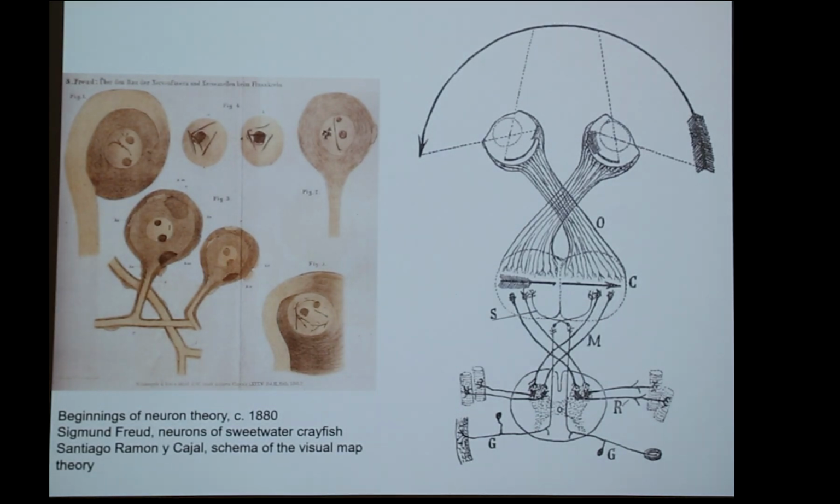And very soon after, or around the same time, neural theory will be established by Santiago Ramón y Cajal, and even Sigmund Freud, in the very beginning, is working on this.